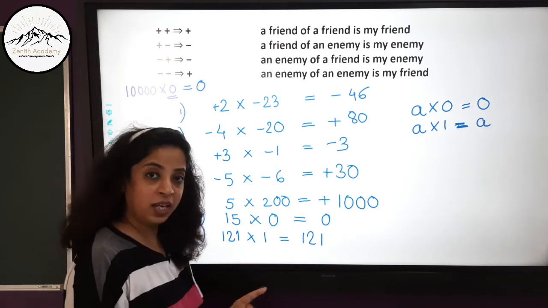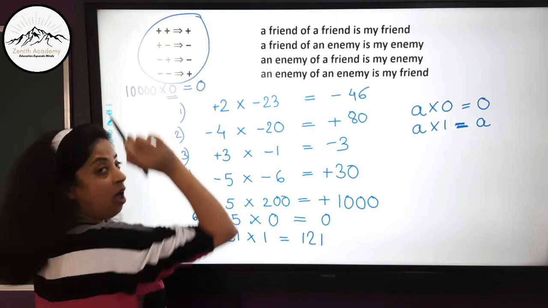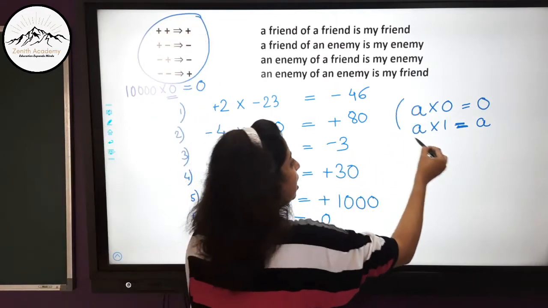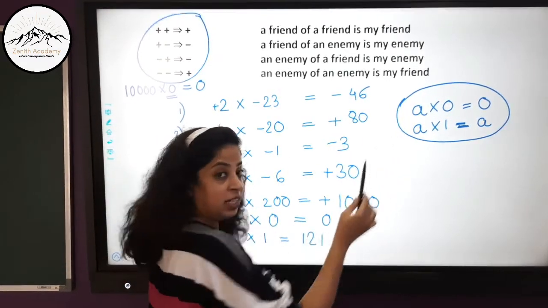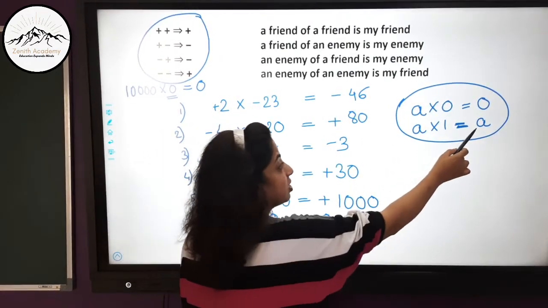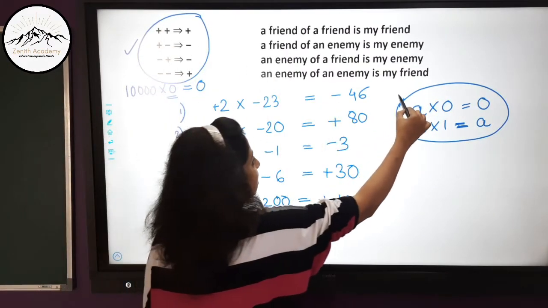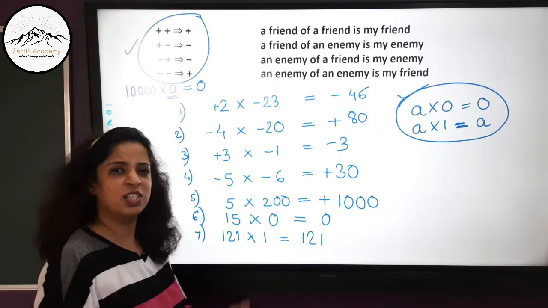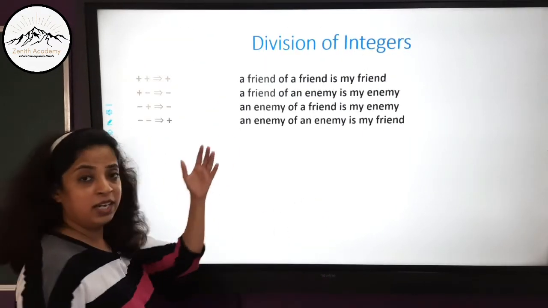So for multiplication of integers, you have to remember these laws: if you multiply any integer with 0, it gives 0. If you multiply any integer with 1, the answer is the same integer. If you remember these two things, the multiplication of integers is very, very easy. Now let's go ahead and learn division of integers.